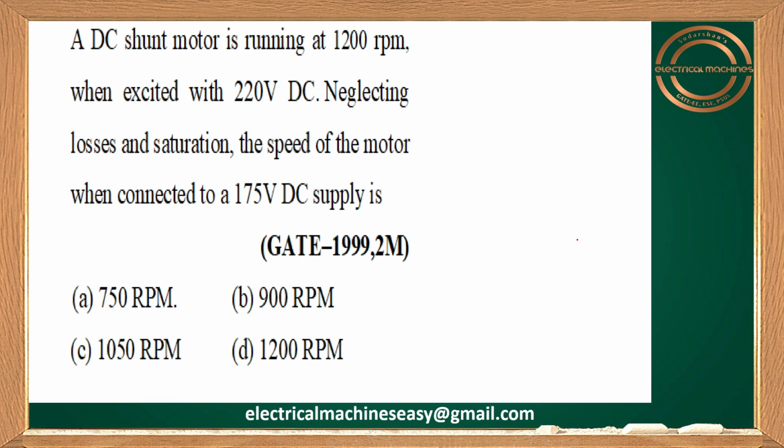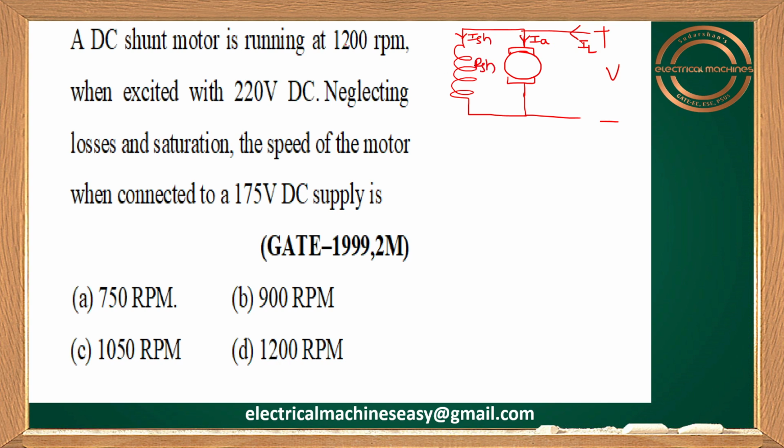Yeah, a DC shunt motor is running at 1200 RPM. So here, try to understand. This is a DC shunt motor, with the plus and minus DC supply given. Here is the I_L value, and here is the I_a value, the I_SH value, and the R_SH value.